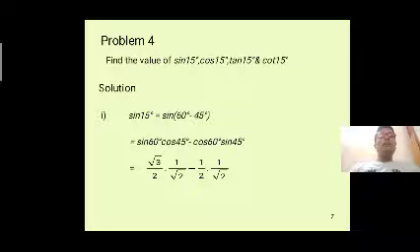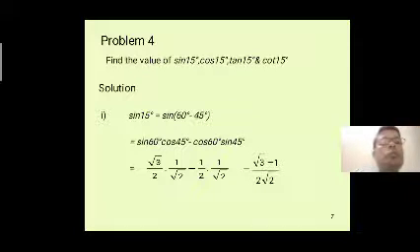We get sin 60 value is root 3 by 2, cos 45 value is 1 by root 2, minus cos 60 value 1 by 2, sin 45 value 1 by root 2. So here we get the simplification (root 3 minus 1) by 2 root 2. So the value of sin 15 degrees is (root 3 minus 1) by 2 root 2.